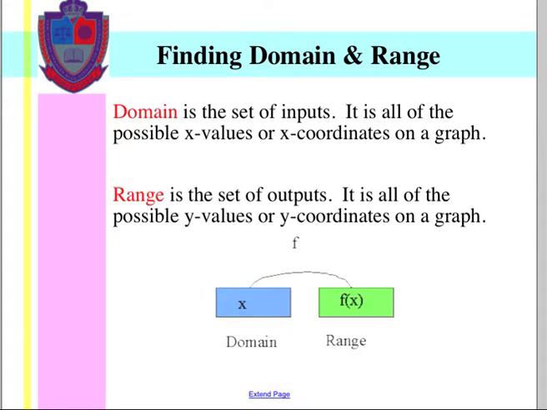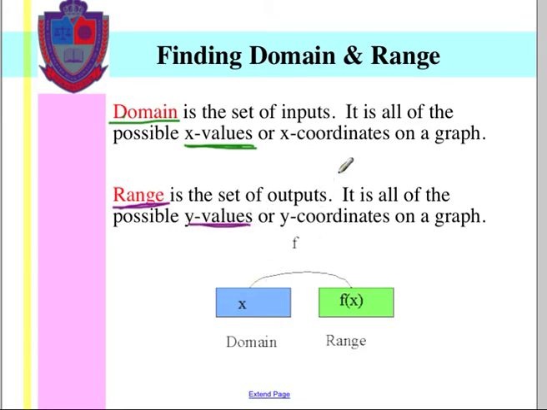So let's look at finding domain. Fill in your blanks as we go along. So finding domain. The domain, as we referred to in an earlier lesson, is the set of all inputs. It's all possible x values or x coordinates. So when you think of the word domain, you need to think of x values. X, all my x. Now, the range is a set of all outputs. So range, output, which has to do with all my y values.